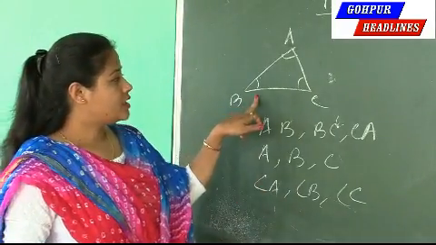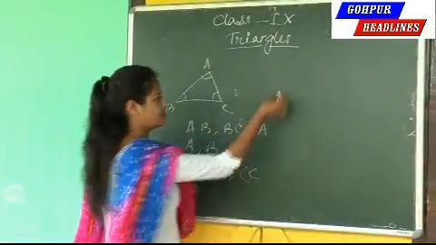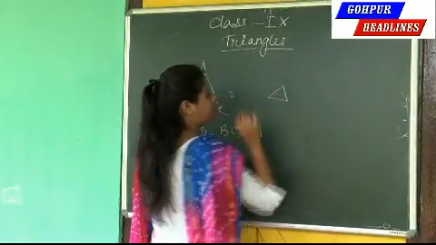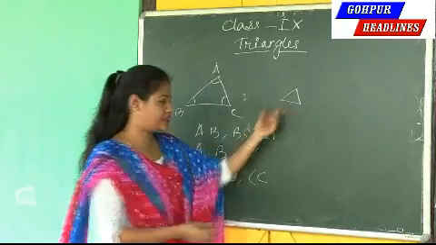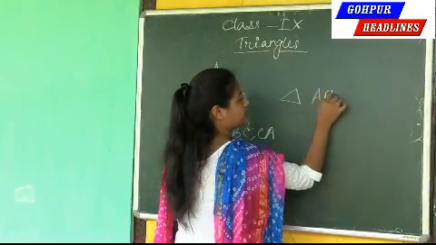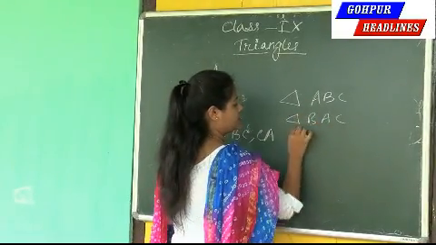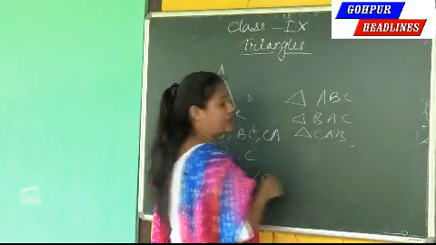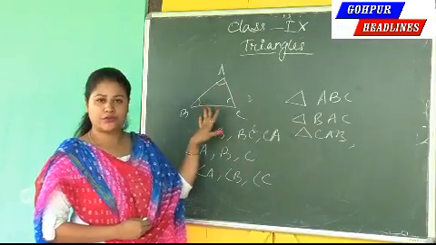And now the triangle ABC is denoted by a Greek letter. This is known as delta. This is the symbol of the triangle, the Greek letter delta. So we can write triangle ABC, BAC also, CAB, etc. So this is the basic concept of triangles.